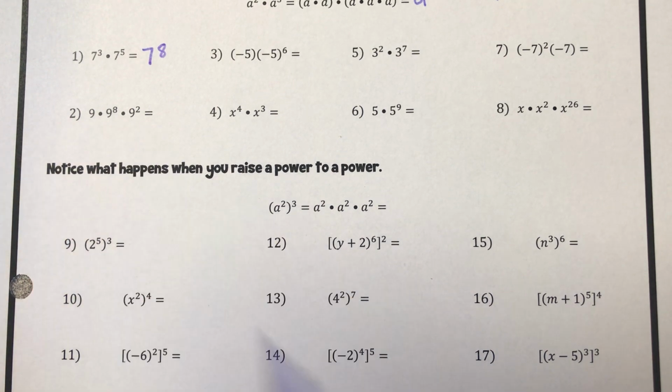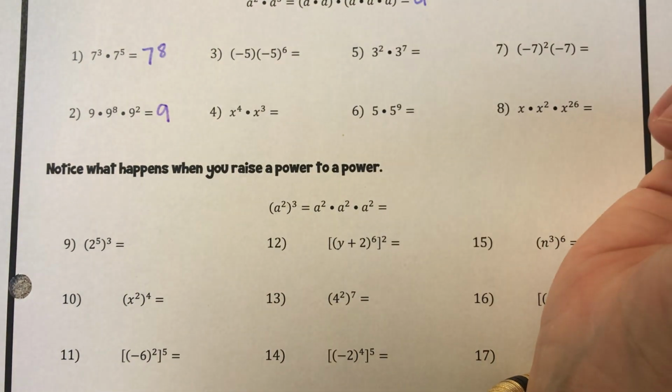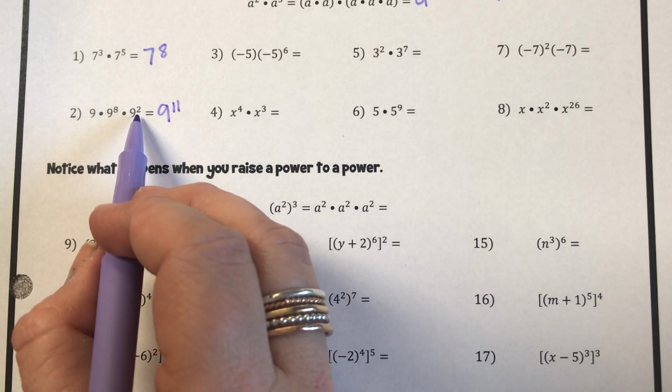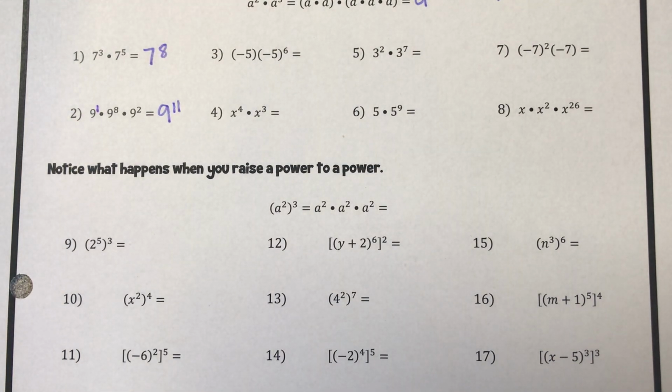Okay, number 2, we have 9 times 9 to the 8th times 9 to the second power. So what is that going to be? 9 to the 11th. 8 plus 2 is 10. This is like having an imaginary 1. So 9 to the 11th power.